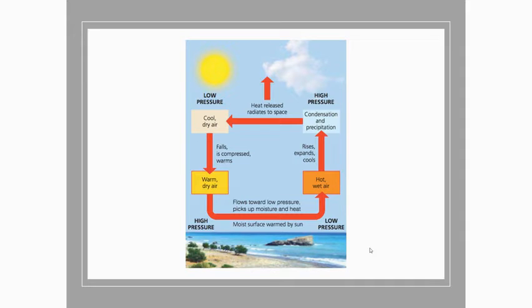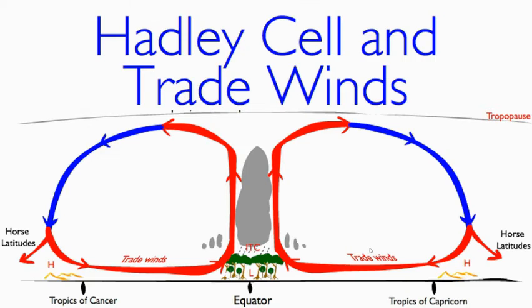Where we see this most clearly is what's called the Hadley cells. At the equator, where things are the warmest, the air tends to be heated up, and as it rises, it tends to precipitate. So at the equator, this is where we see a lot of tropical rainforests. This is where we see these Hadley cells form. The Hadley cells are really a mirror image of each other. There's one in the northern hemisphere and one in the southern hemisphere.